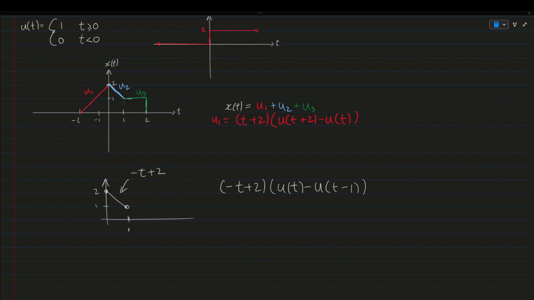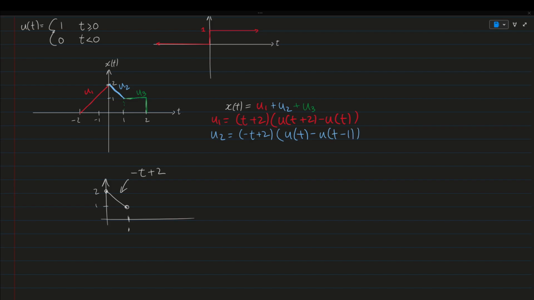And you kind of see the pattern. It's always going to be whatever the shape is. You write the corresponding function, and then you write two unit functions, like a subtraction of two unit functions, to essentially create the bounds for which the function will exist. If we remove this, we know u2 is going to be equal to negative t plus 2, u of t minus u of t minus 1.